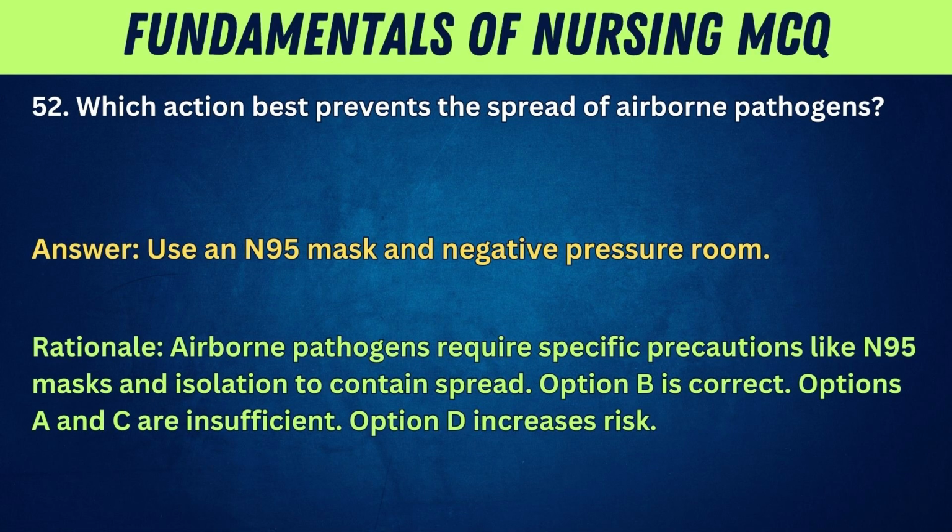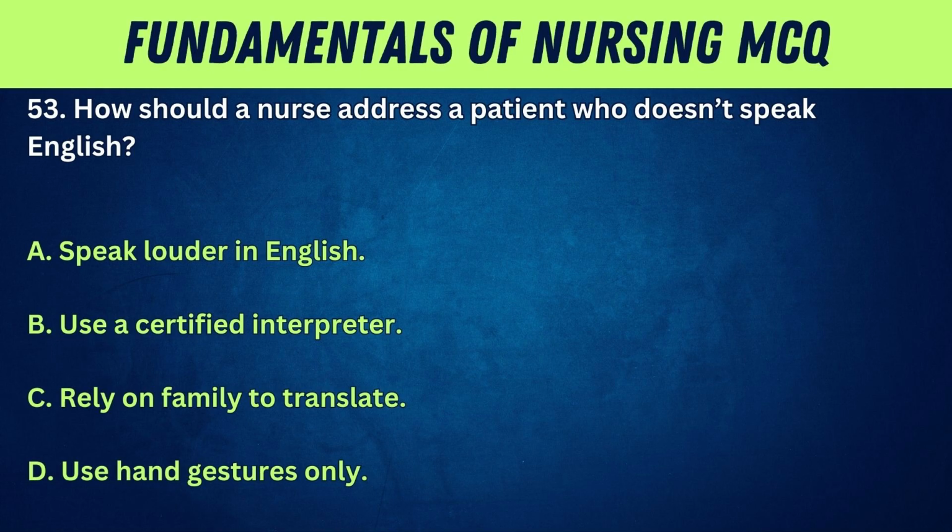Answer. Use an N95 mask and negative pressure room. Rationale. Airborne pathogens require specific precautions like N95 masks and isolation to contain spread. Option B is correct. Options A and C are insufficient. Option D increases risk.